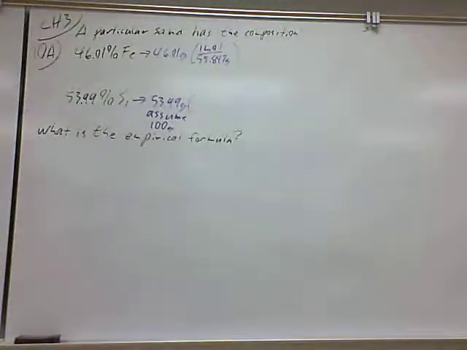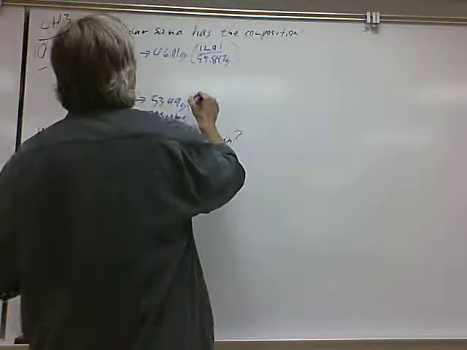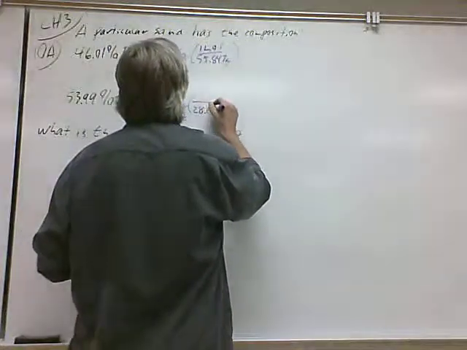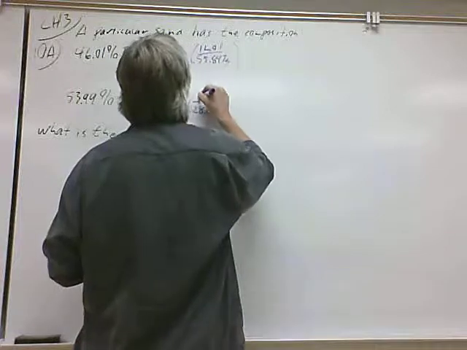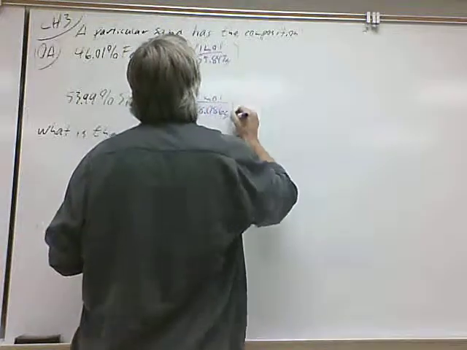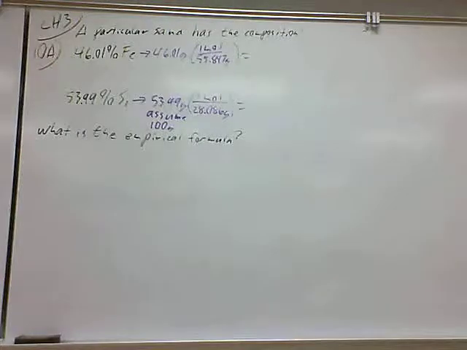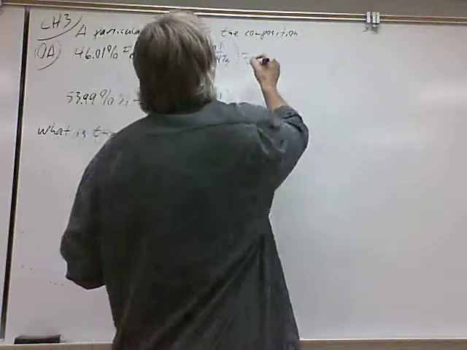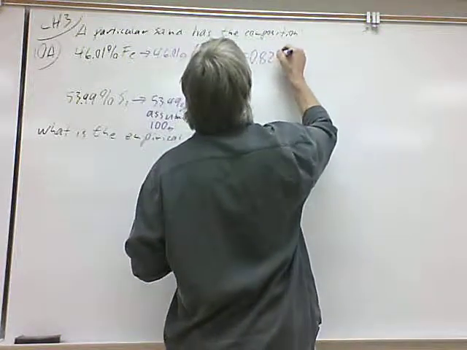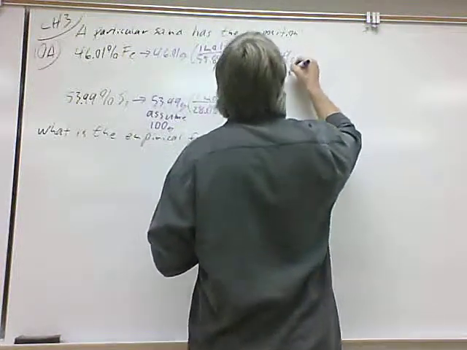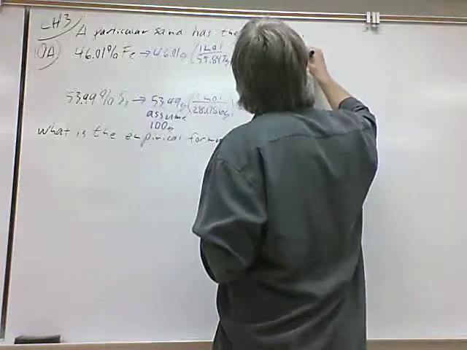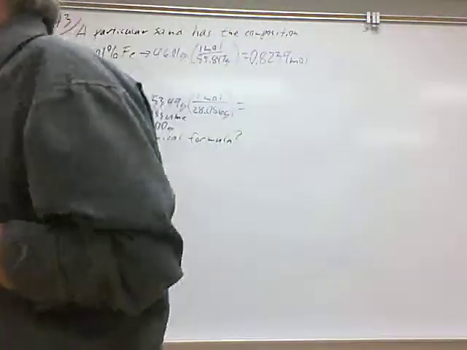So we look up the atomic masses on the periodic table, and divide the masses by the atomic masses. And we'll get moles of each element.